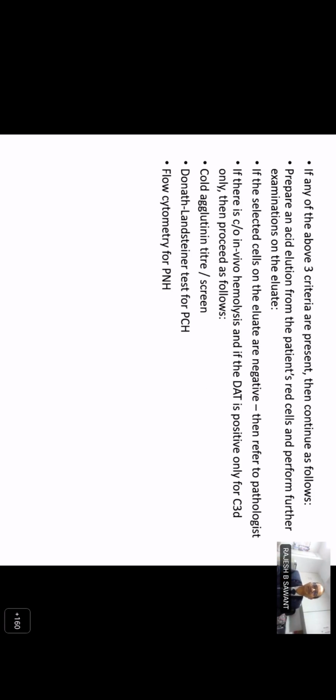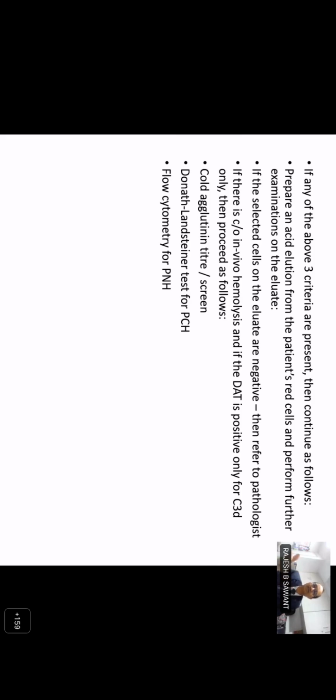So these are the basic things that you do. And for a positive DAT, there would be 3 possibilities: if the patient had any previous transfusion or any pregnancy related history, or if there was any in vivo hemolysis history of that. So these 3 things you have to understand, right? If none of them are there, then no further examination is required, right?